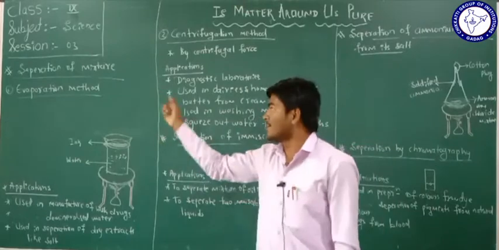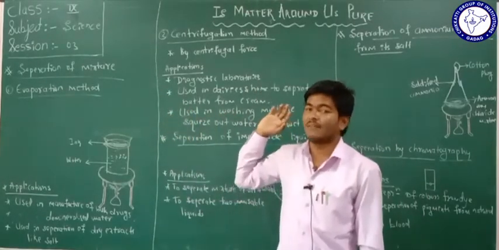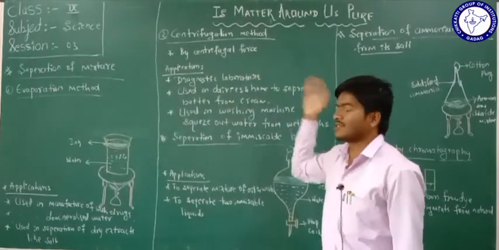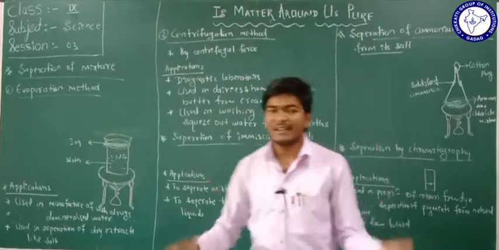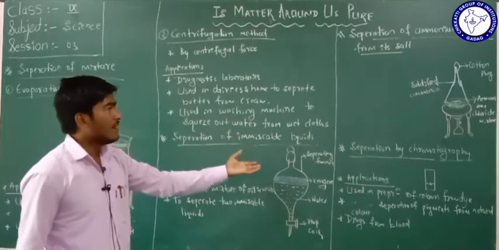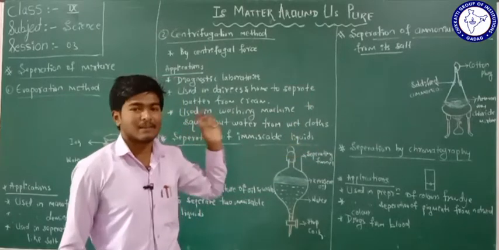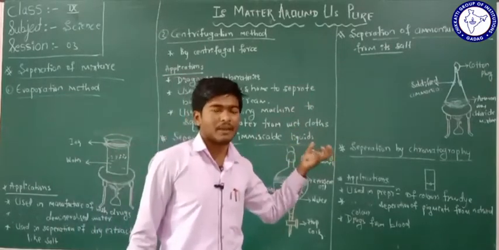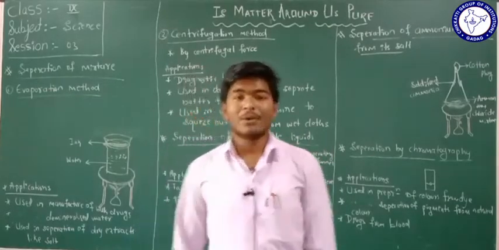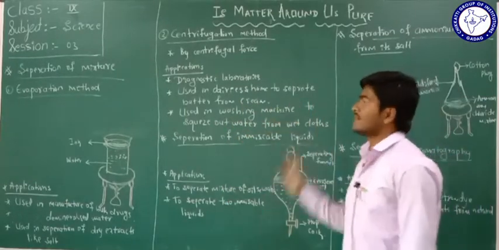We are going to study the separation of mixtures. Under that, first we will study some methods of separation. The first is the evaporation method, and the second is the centrifugation method. Another is the separation of two immiscible liquids using a separating funnel. Another is the separation of ammonium chloride, and the last is separation by chromatography. Two more types I will cover in the next session. Today I will discuss these types of separation one by one.